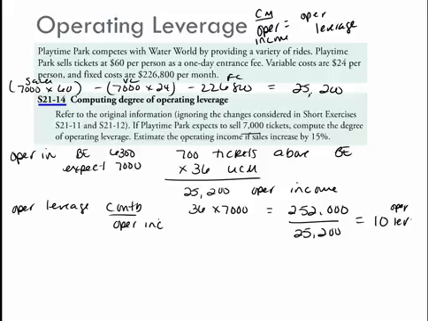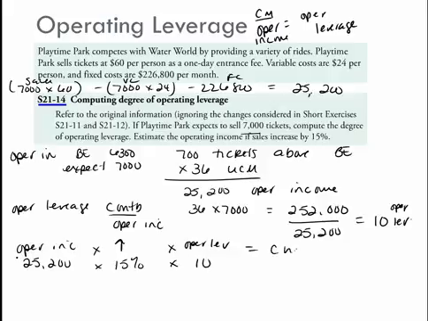Then it says estimate the operating income if sales increase by 15%. So rather than redoing the entire income statement with 15% higher sales and 15% higher variable cost, we can use this. We can say their operating income now is 25.2 times a 15% increase in sales times the operating leverage, which is 10, which will give us the change in operating income. So 25.2 times 0.15 times 10 gives me 37,800.